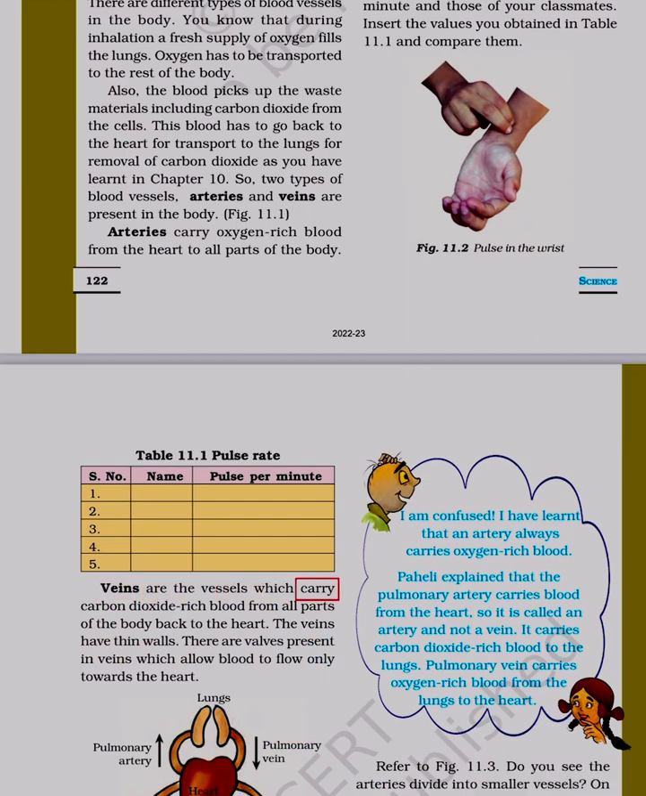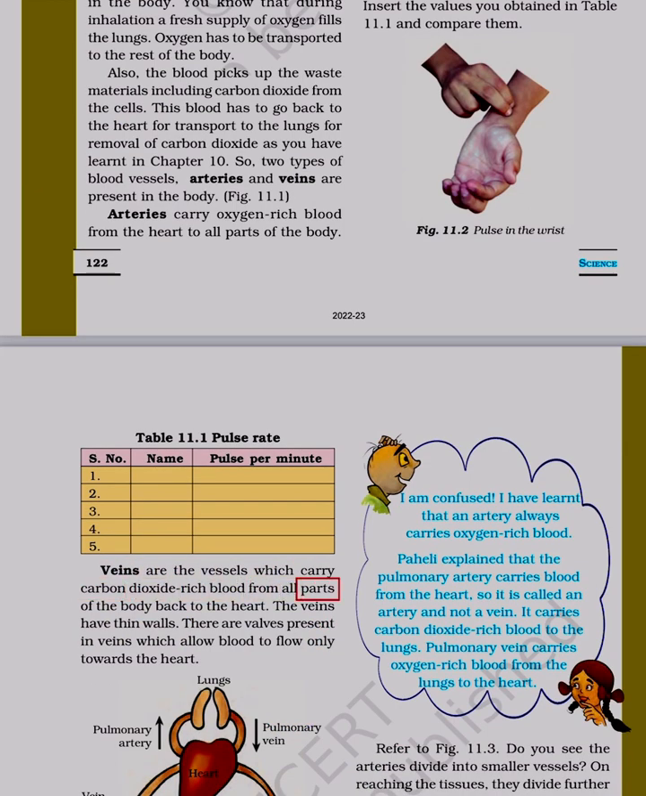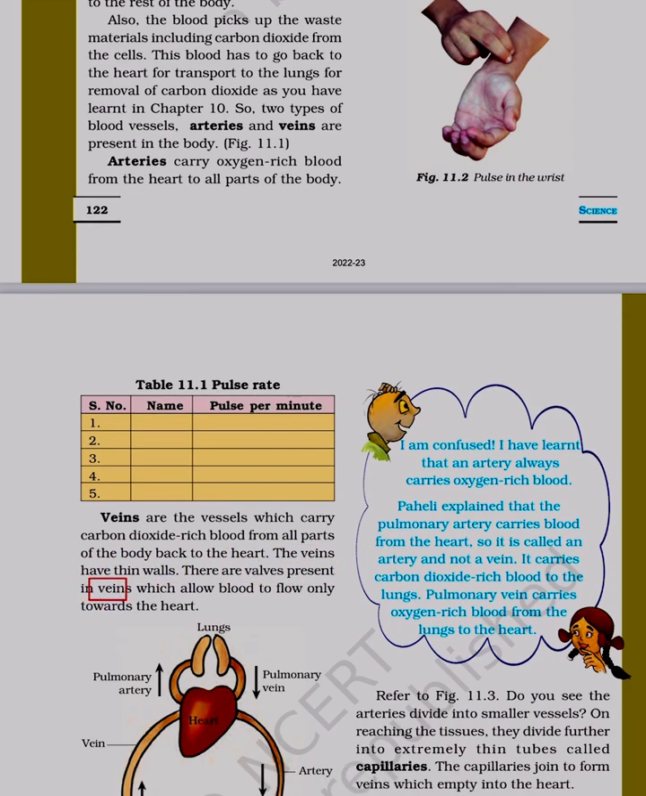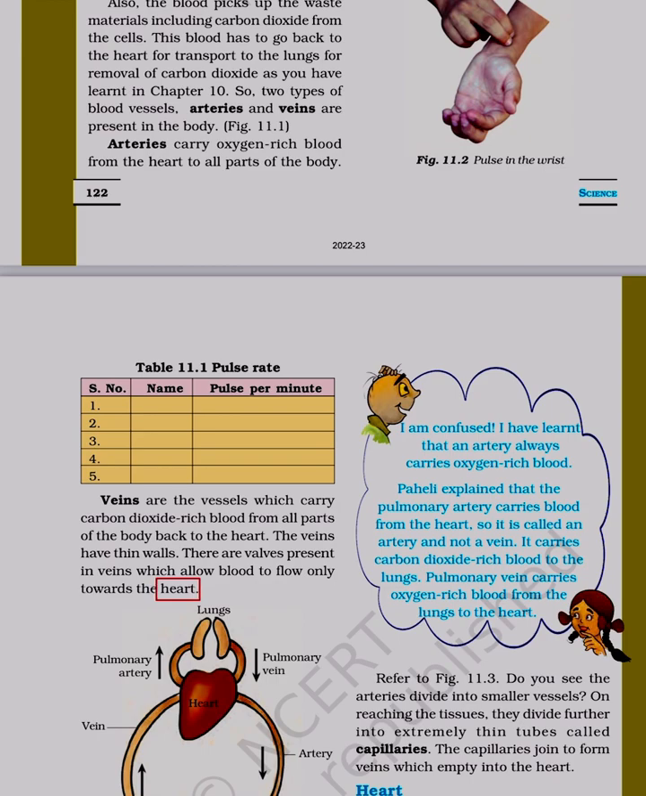Veins are the vessels which carry carbon dioxide-rich blood from all parts of the body back to the heart. The veins have thin walls. There are valves present in veins which allow blood to flow only towards the heart. I am confused. I have learnt that an artery always carries oxygen-rich blood. Paheli explained that the pulmonary artery carries blood from the heart, so it is called an artery and not a vein. It carries carbon dioxide-rich blood to the lungs. Pulmonary vein carries oxygen-rich blood from the lungs to the heart.